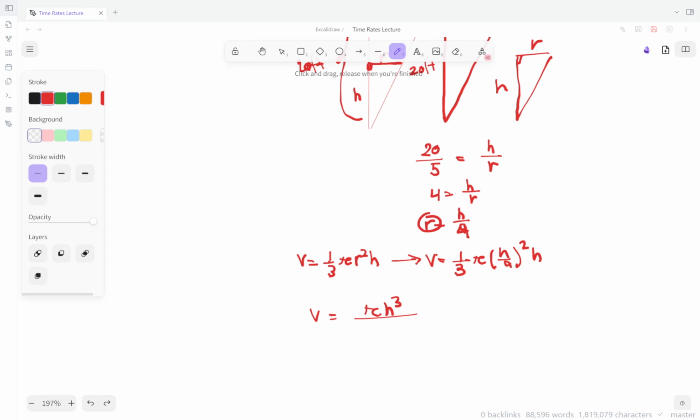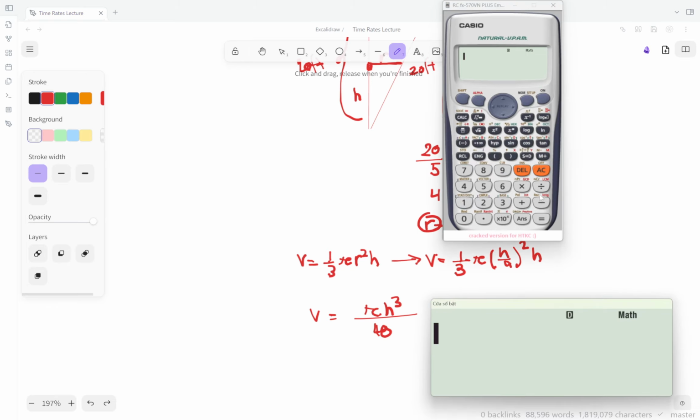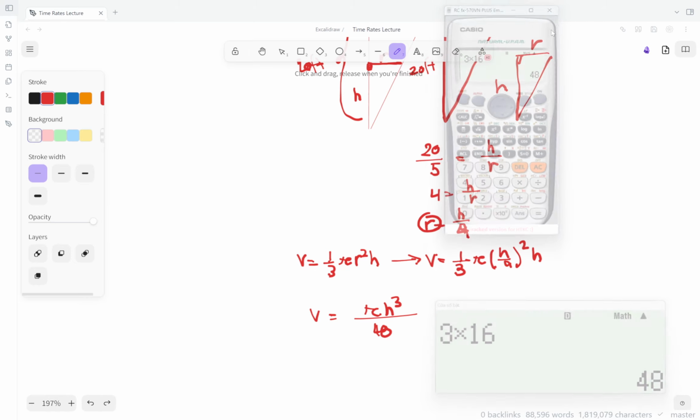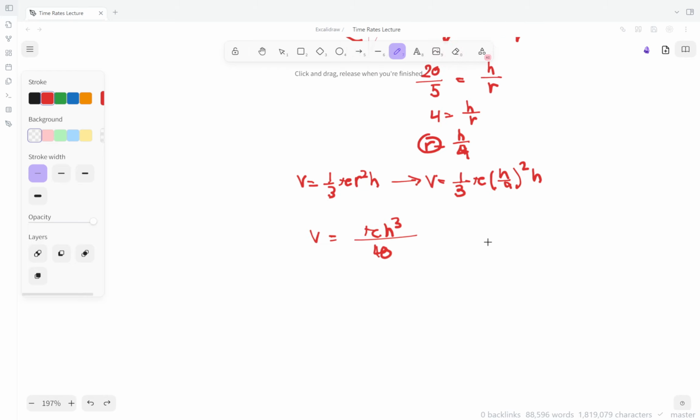48, I think. Yeah, I'm going to say that's wrong. It's not 4 squared times 16, but 3 times 16. So let me just verify that with a calculator right here. 3 times 16. I'm really good with arithmetic. Yeah, that's 48. Okay, so now that's our formula for the volume.